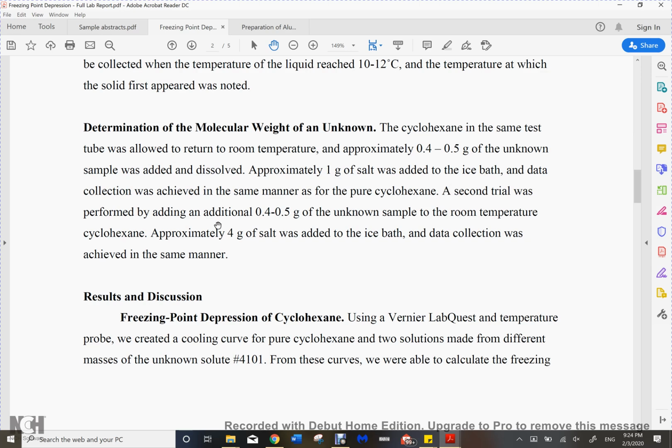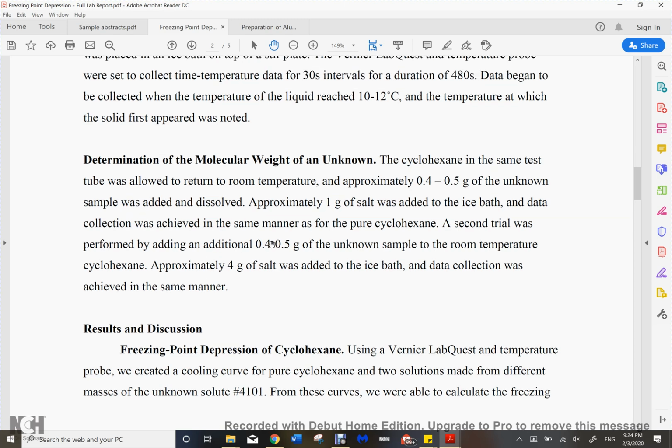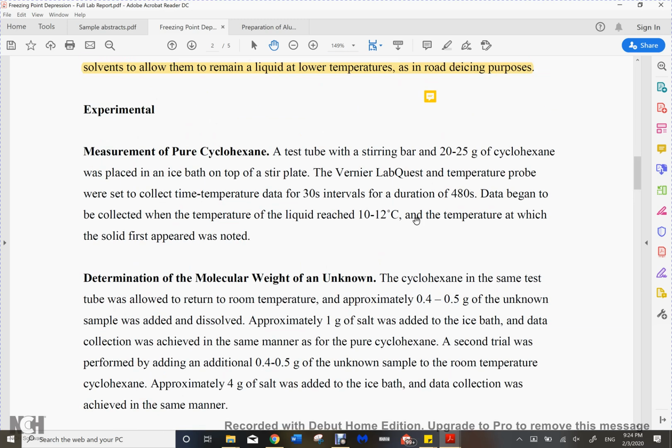Okay, and it says a second trial was performed by adding an additional 0.4 to 0.5 of the unknown sample to the room temperature cyclohexane. Approximately 4 grams of salt was added to the ice bath, and data collection was achieved in the same manner. And there you go. There's your experimental, short and sweet, but still specific and reproducible.